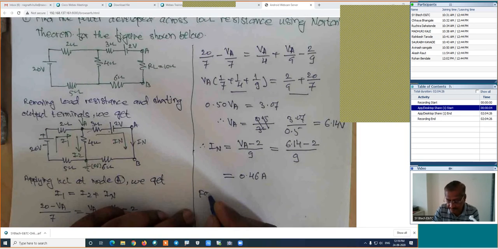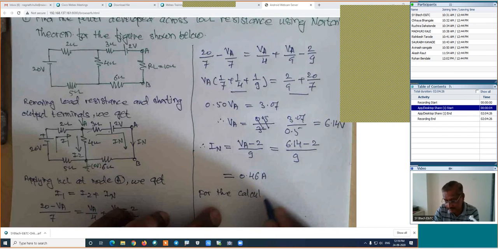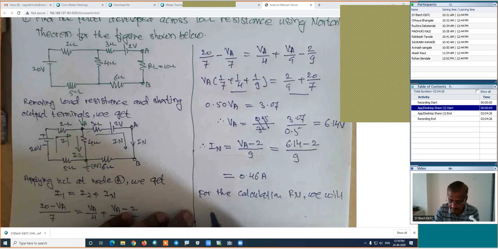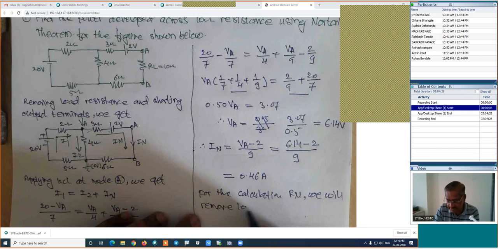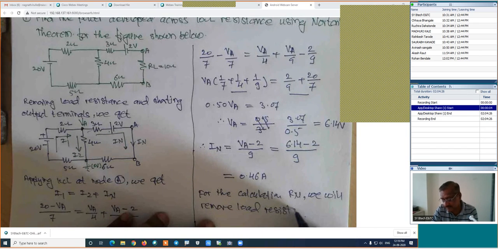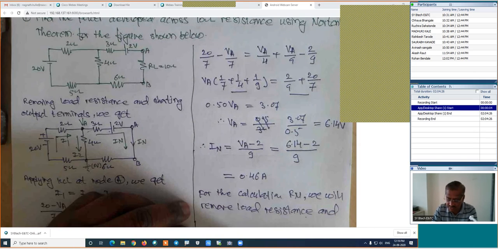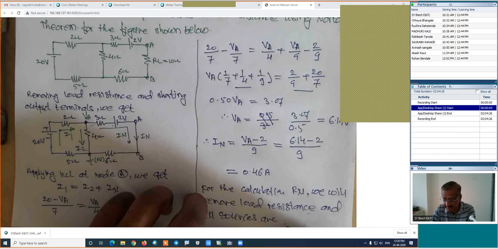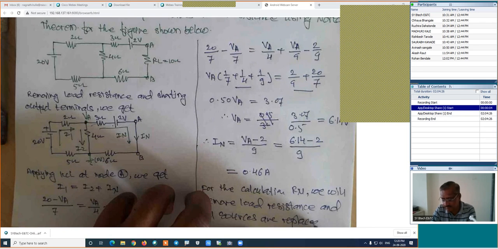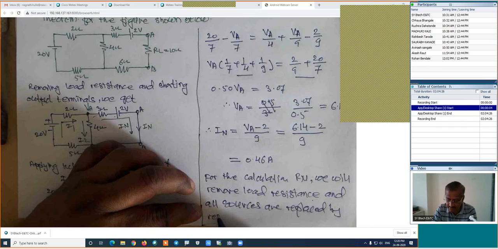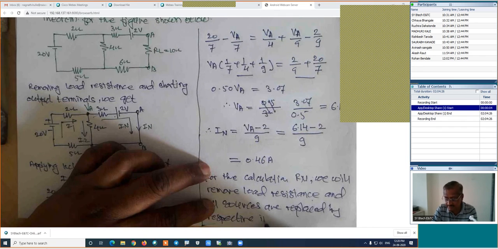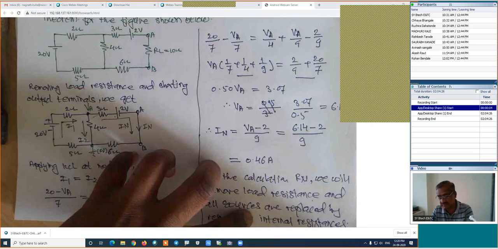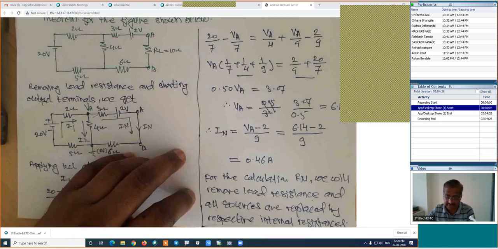For the calculation of RL, we will remove the load resistance and all sources are replaced by respective internal resistances. Is it right? Now, how will be the figure for that calculation?